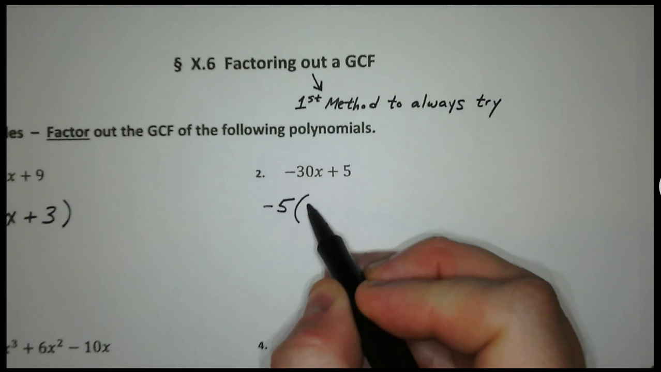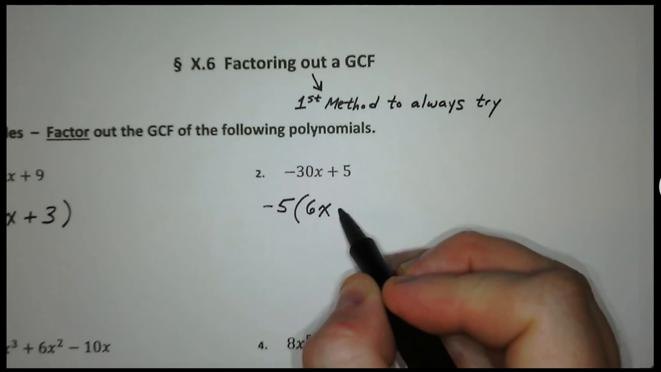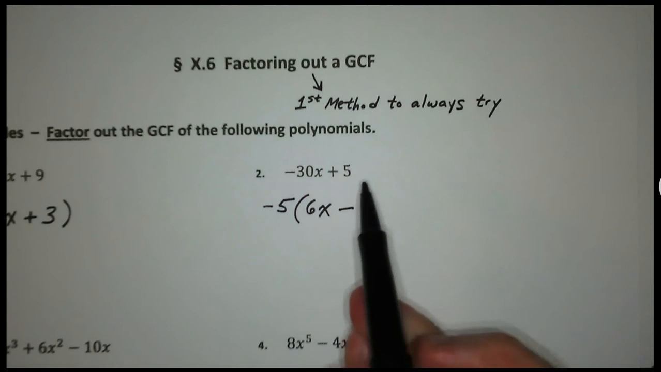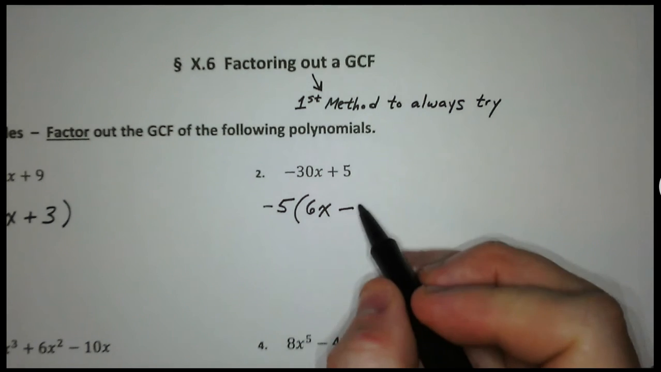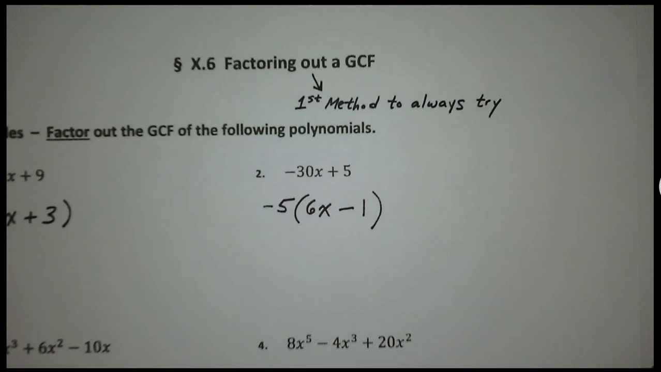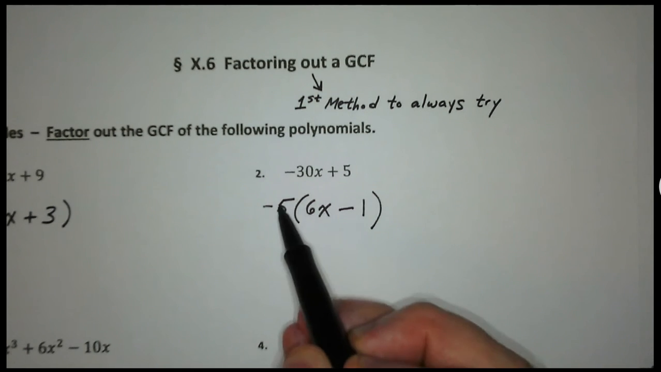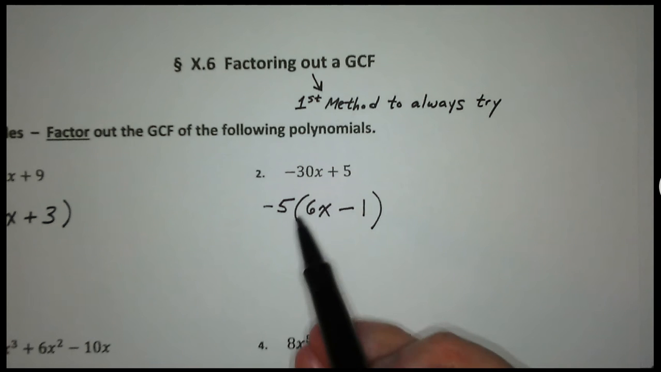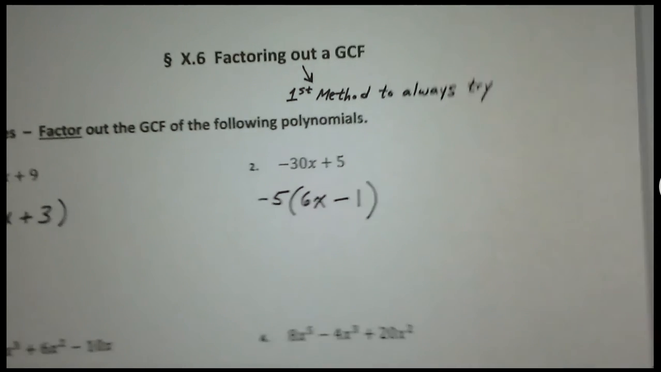And so that gets you left with positive 6x. And then what happens when you divide negative 5 from positive 5? That's right, you're left with a negative 1. And so if you ever wanted to check, just redistribute the negative 5 and you should get the negative 30x plus 5. And so you're done.